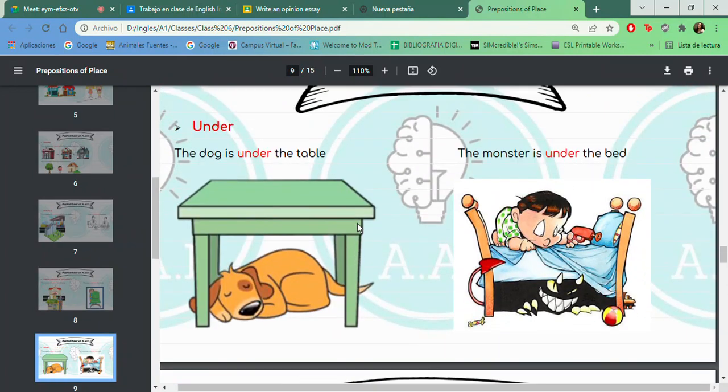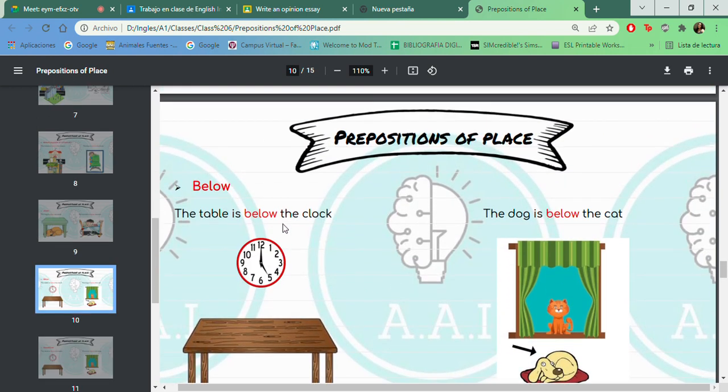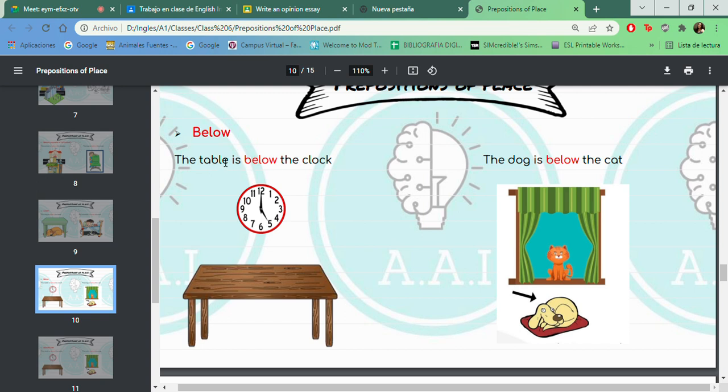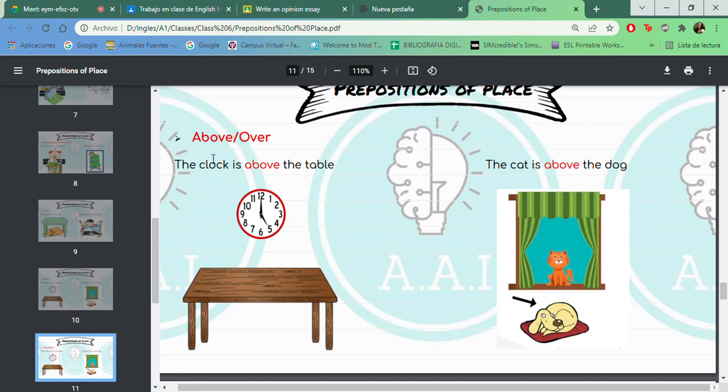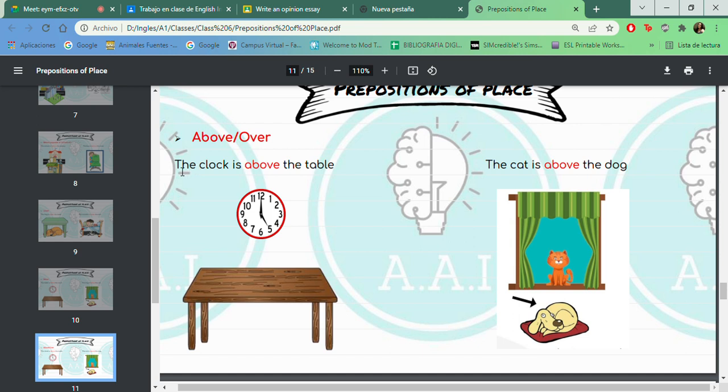Here we have more examples with under. So here this is under, for example, under the bed, under the table. But this is below. For example, these are from different perspectives. The table is below the clock, below the cat. And remember, above is the opposite of below, right? This is the same from different perspectives. The clock is above the table, the cat is above the dog.